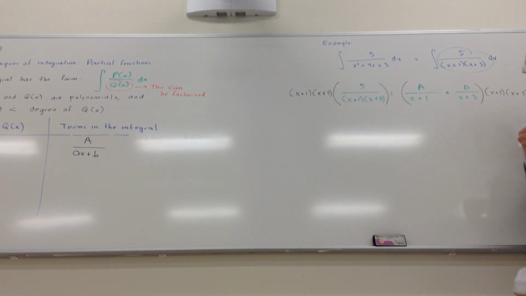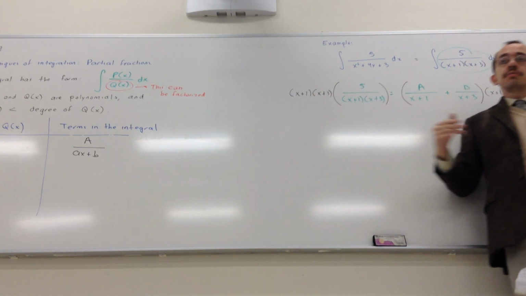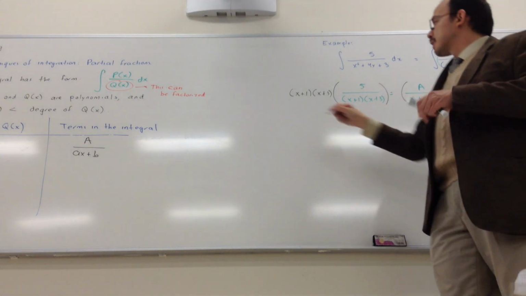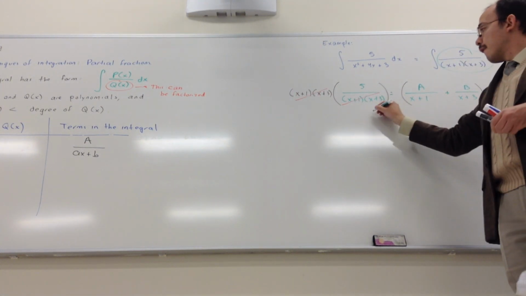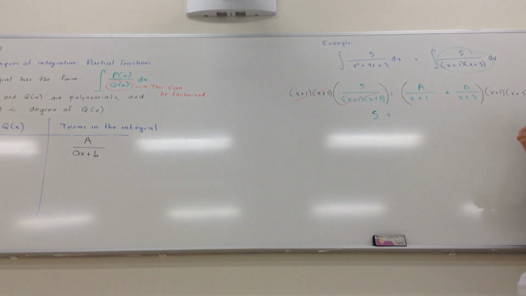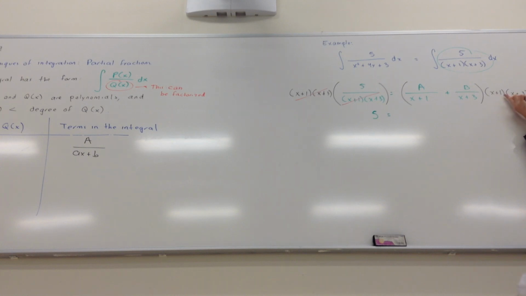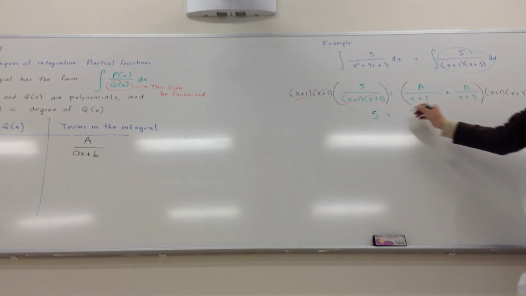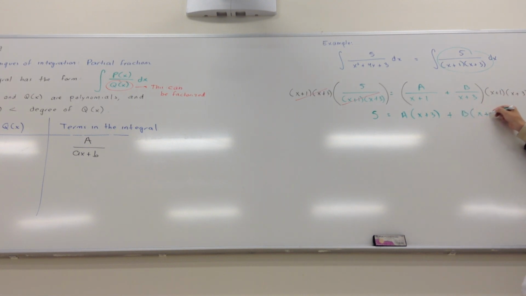What happens? If I multiply this times this, the denominator simplifies, and I have just 5 equal to A over x plus 1, just this term, times the factor here, A times x plus 3. This one cancels with this one, and you get another one: plus B times x plus 1.